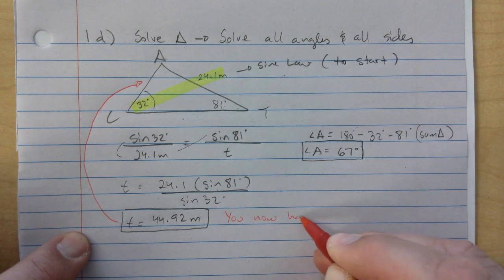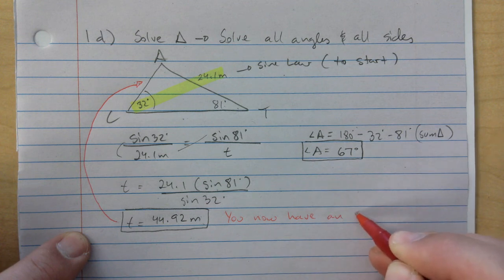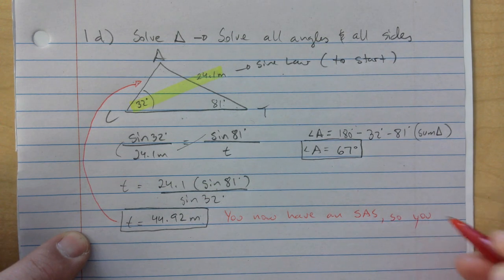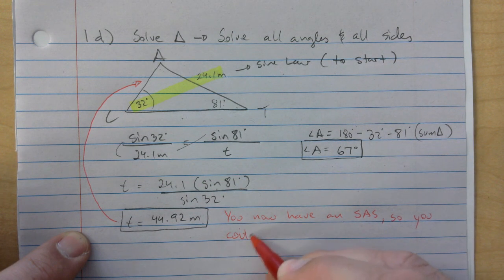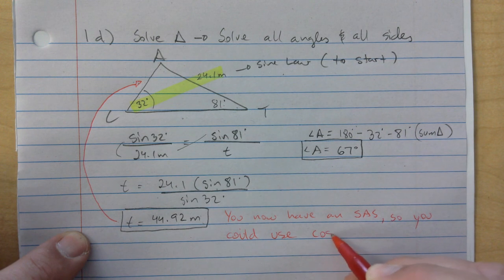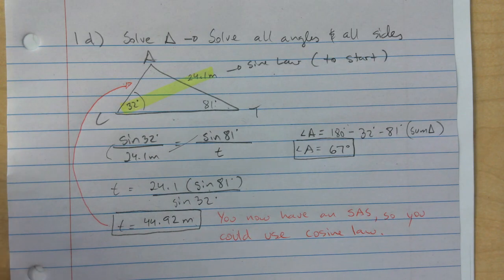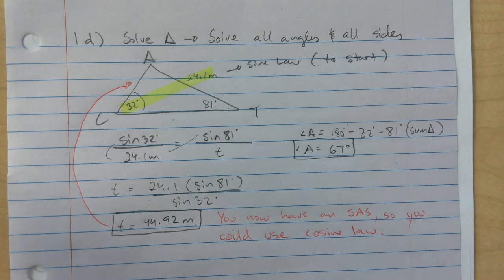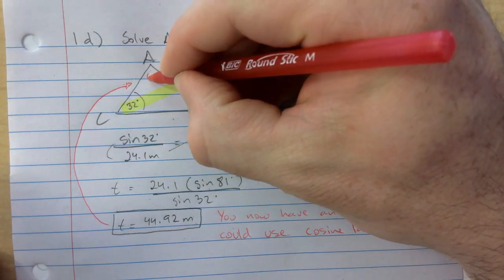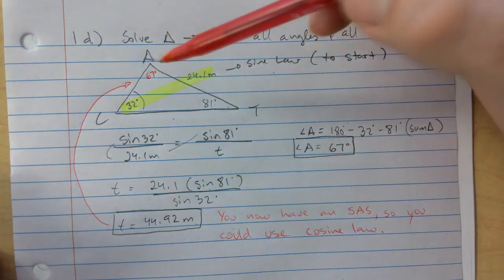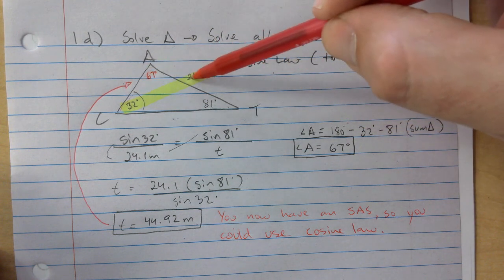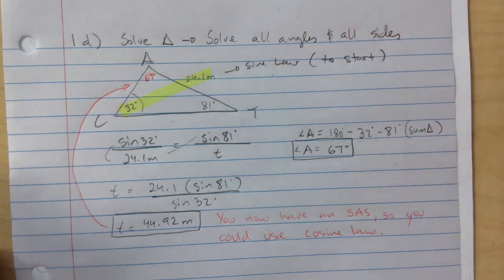You now have an SAS. So you could use cosine law if you wanted to, right? We have the 67 that we just found. The 67 is over here. That wasn't known to us at first. We solved for this side, so you have an SAS here between these 3, and so you can find side A. So I'm going to actually do that.